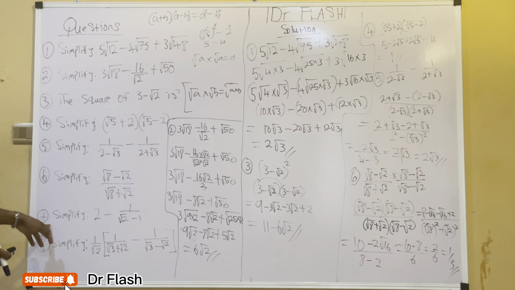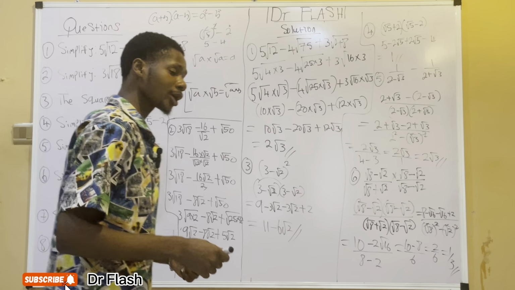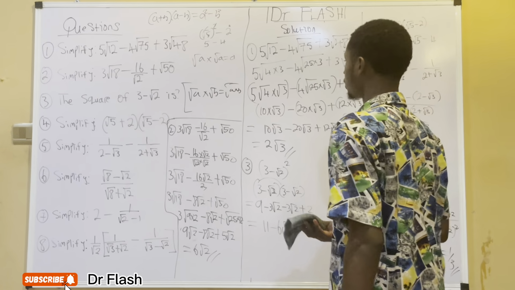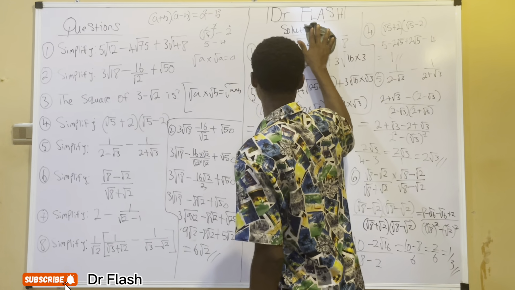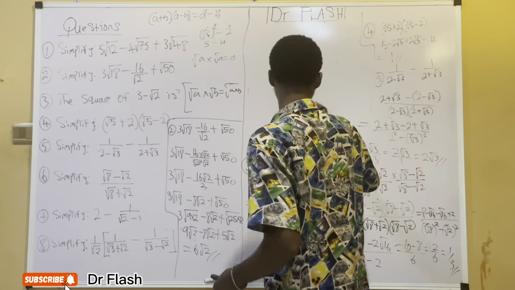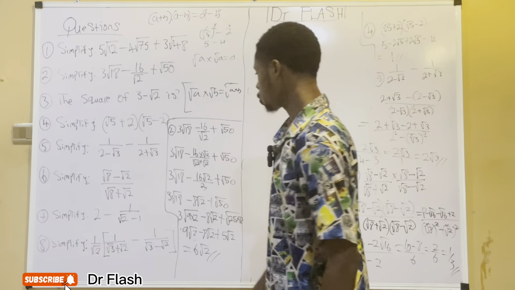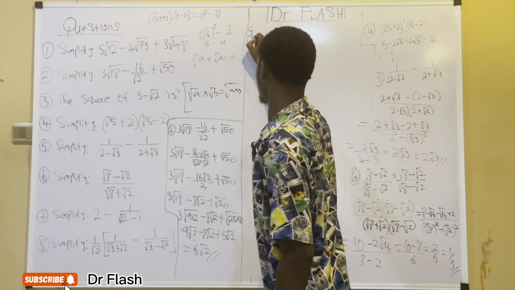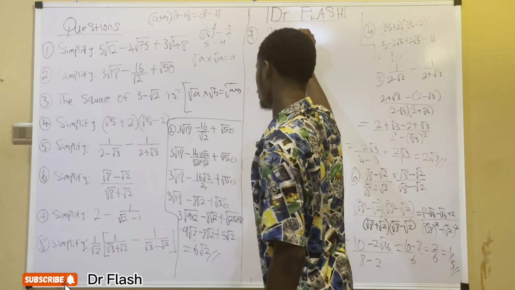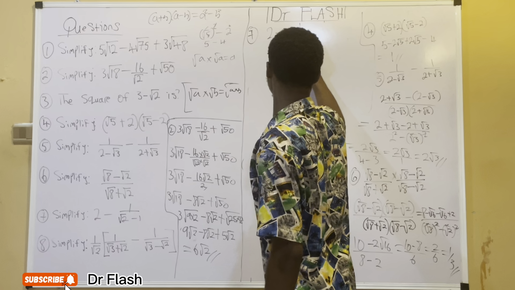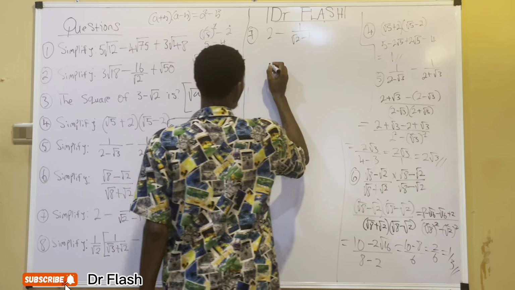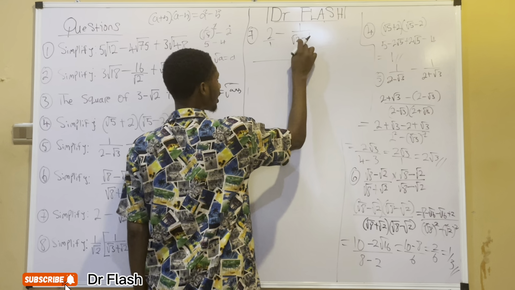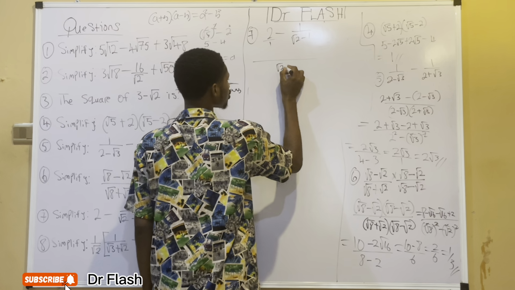Okay, now question 7 says 2 minus 1 over root 2 minus 1. I'm going to take off this part. This should be enough for us to solve both questions. So for number 7, the question says 2 minus 1 over root 2 minus 1. Okay, we can write this as over 1, so we'll take LCM. LCM of 1 and root 2 minus 1 is root 2 minus 1.